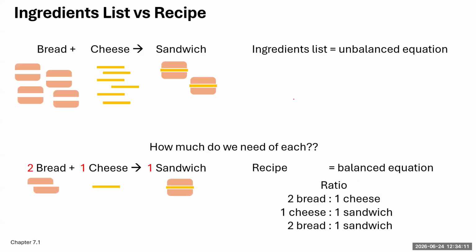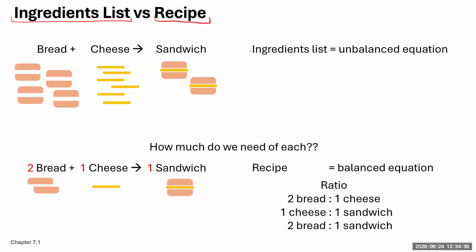Okay. So if we look at cooking, we can have two different things: an ingredients list and a recipe. Usually when I Google something, it says, here's all the stuff you need, and then they tell you exactly how much, and then they tell you how to assemble it.